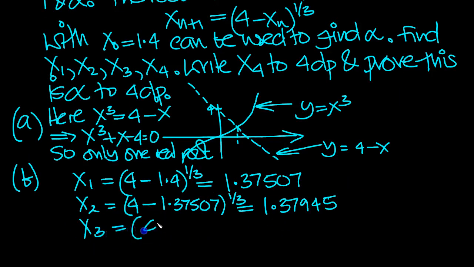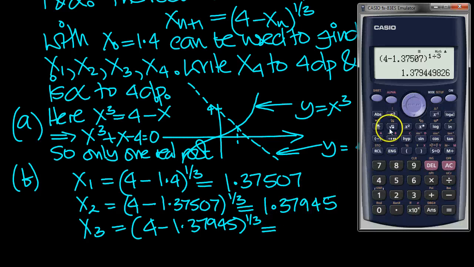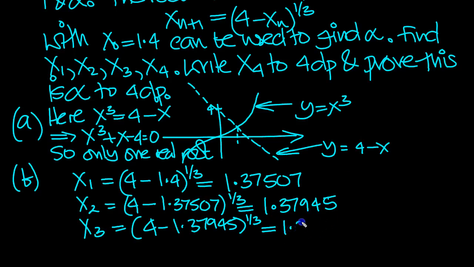Now we need x3, which is equal to 4 minus 1.37945 then to the power 1/3. Let's tap that in. So it's 1.37868.